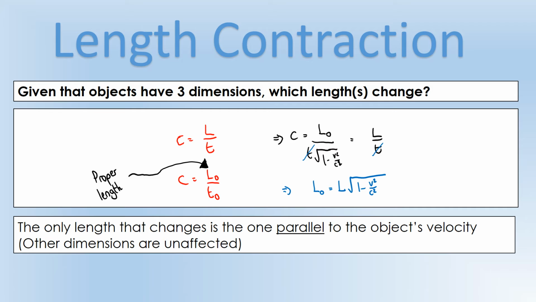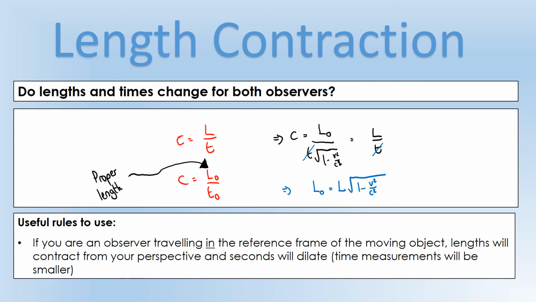So if I just sketch the diagrams again, remember observer 1 sees this, observer 2 sees this. So you can see this length along the bottom is the one that's changed, and that was the length that was parallel, because remember our train was going this way. So it's this length at the bottom that has changed. It's only the one parallel to the object's velocity that is affected. The other two are completely unaffected.